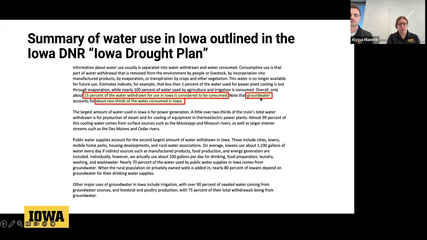Please note that the groundwater is actually about 2/3 of the water that's consumed in Iowa. So that means that we're really not consuming that much of surface water. We're actually consuming more groundwater.